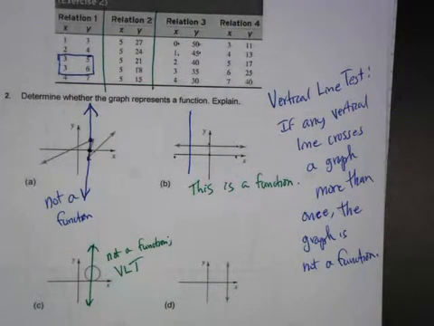So when it says to explain, that's an acceptable answer? That would be the answer I'm looking for. Not a function because of the vertical line test. That's all I would want.